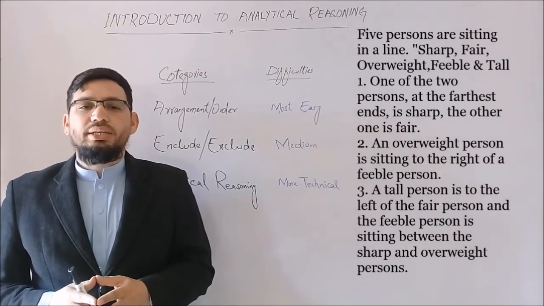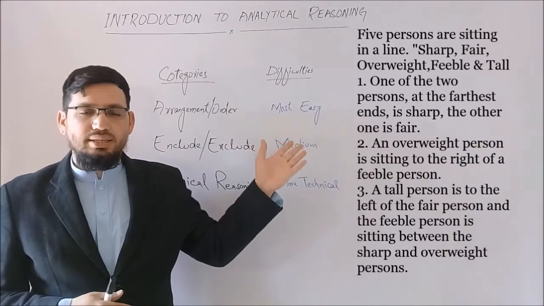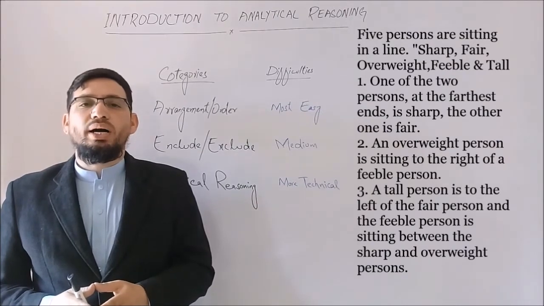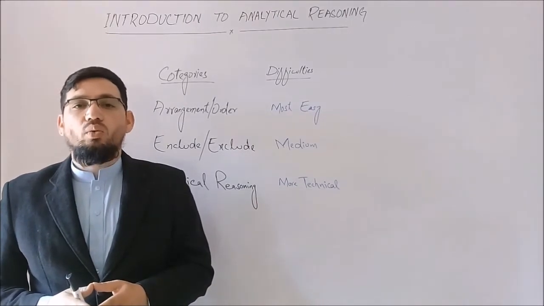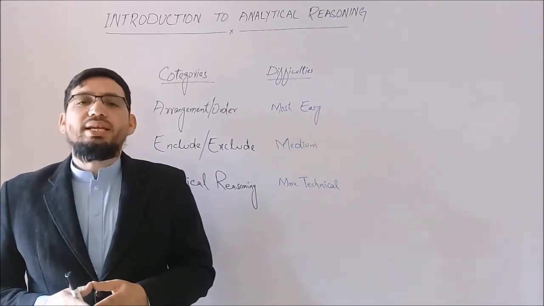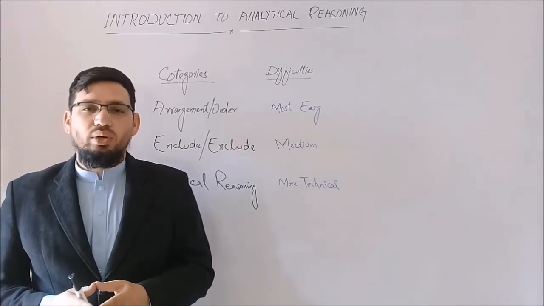Moreover, in arrangement, there are subcategories of ranking, just like the example I have given to you. Distribution, where one person occupies 2 or more places, or one place could be assigned to 2 or more persons. And networking. We will solve all these cases one by one in our next lectures.